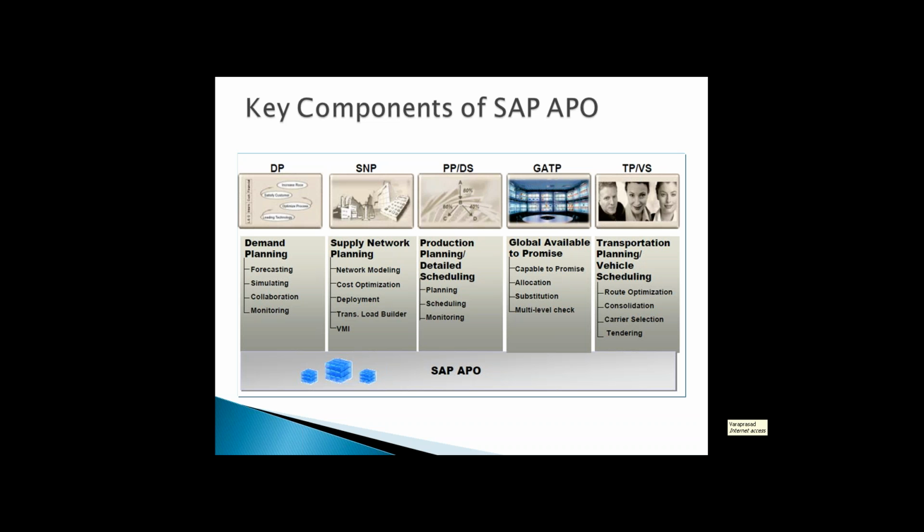So the next module is SNP, supply network planning. These are the main features I am discussing. Supply network planning does the network modeling. Geographically we may have different locations, and all should be connected, then only we can effectively plan in SNP. So network modeling we are doing, and after that we are doing cost optimization.